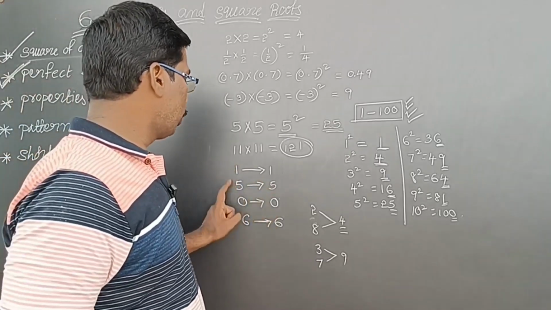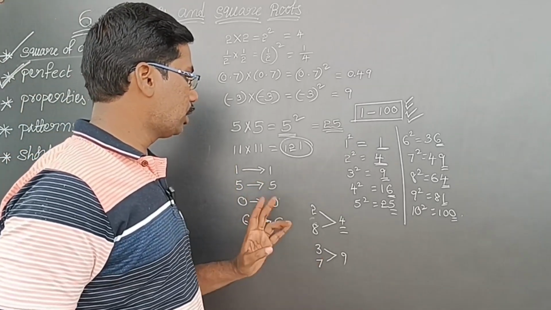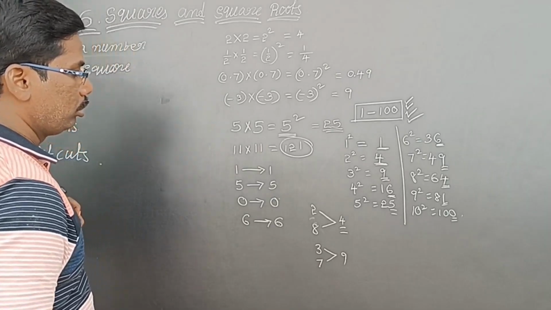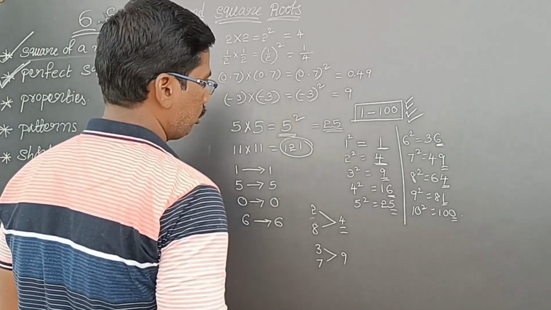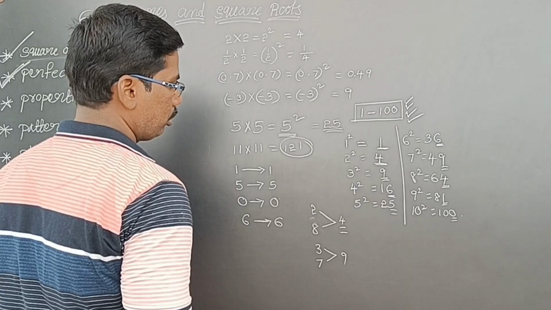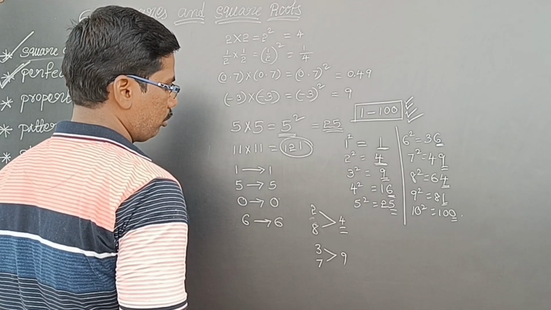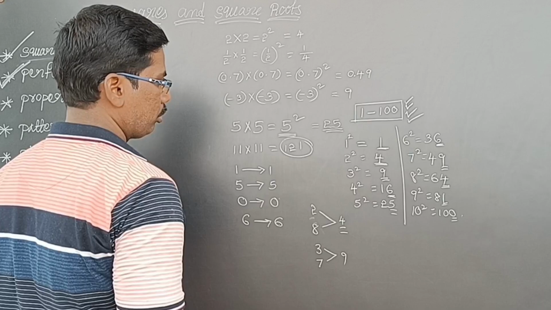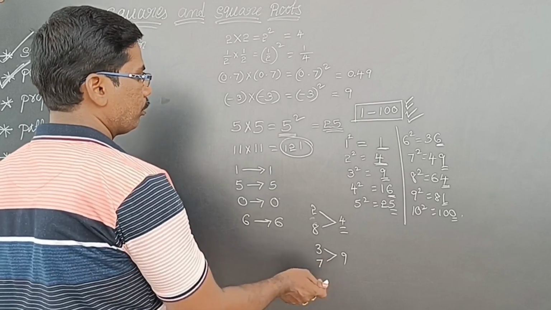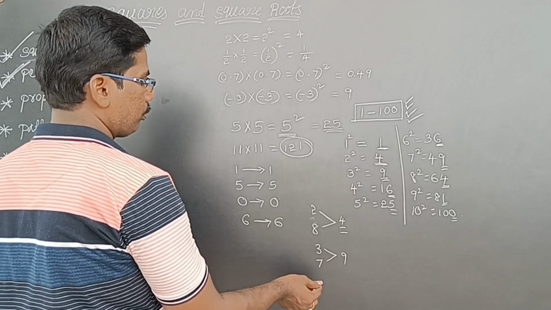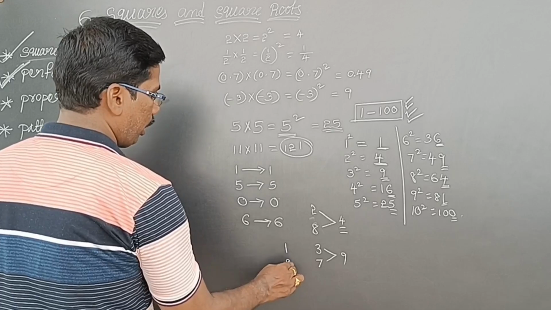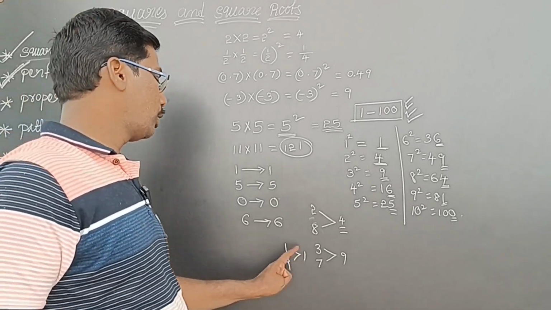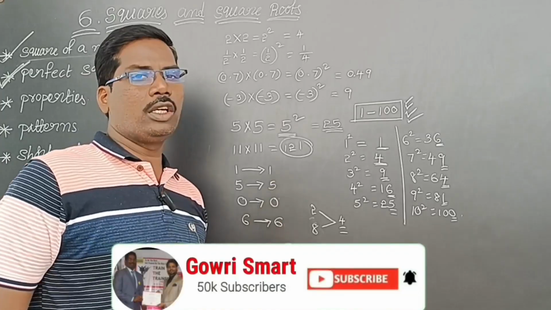So see, 1, 2, 3, 4, 5, 6, 7, 8. So still 2 numbers are there. 1 and 9 you will get 1 only. So 1 square you will get 1, 9 square also you will get 1.